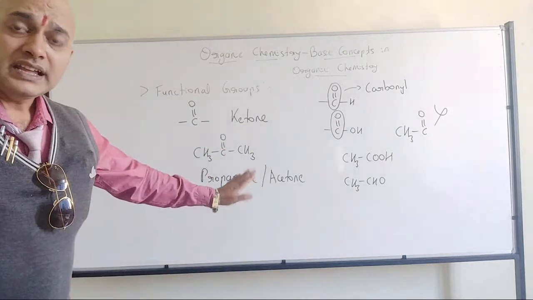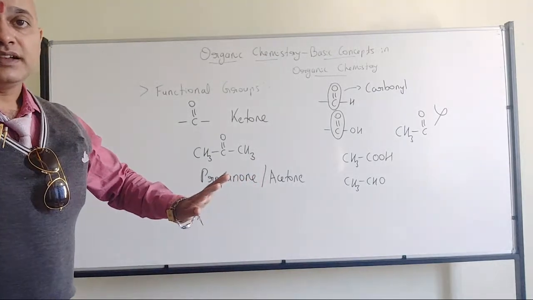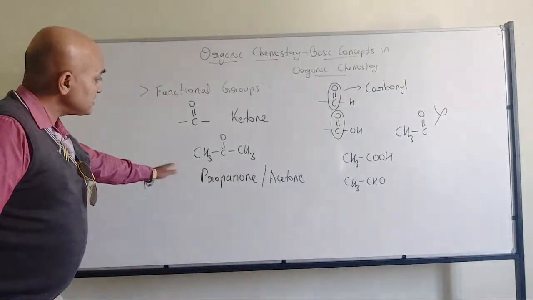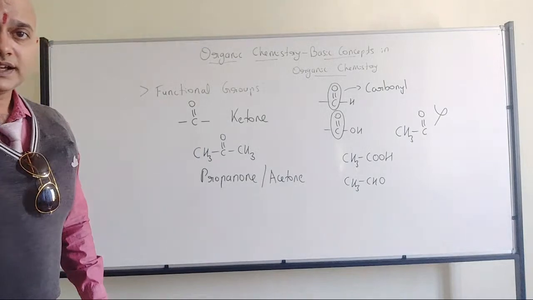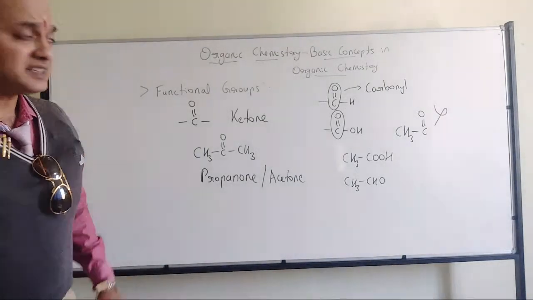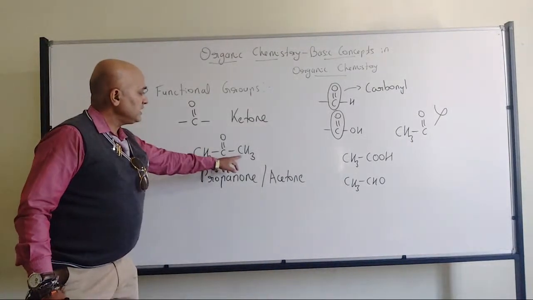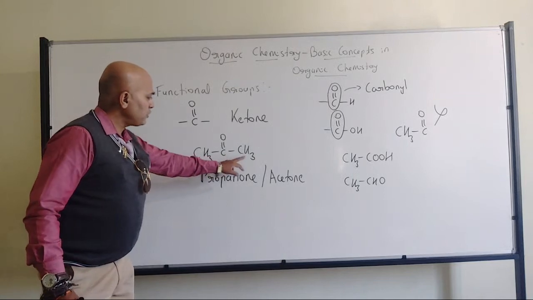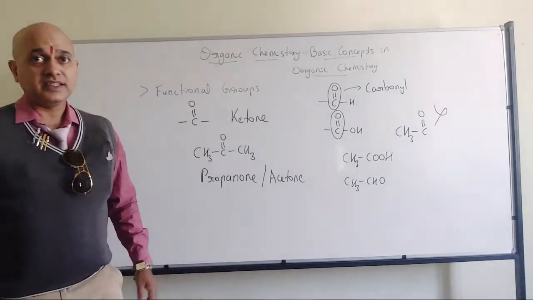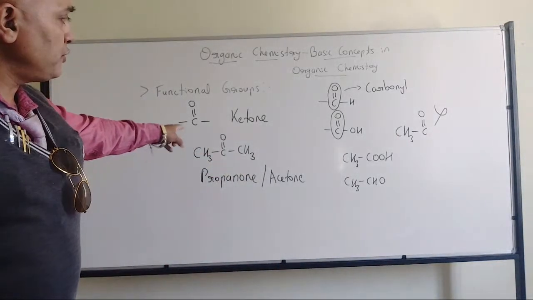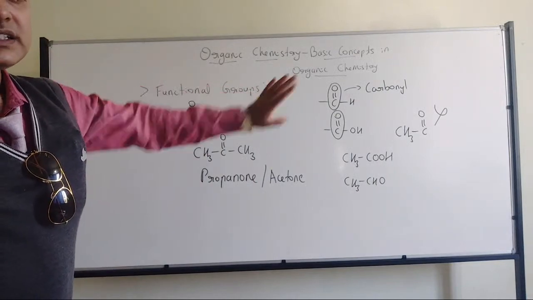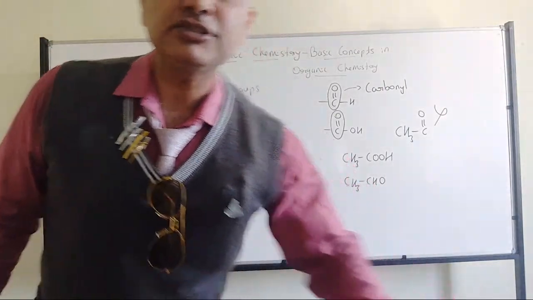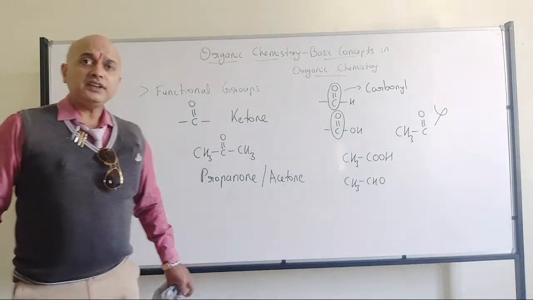But acetone is a common name. The scientific name or IUPAC name is propanone. It is propanone because it has 3 carbons: 1, 2, 3. You can number 1, 2, 3 from here or 1, 2, 3 from here, it is all the same. But we don't have a ketone with 2 carbons. It's not there. All of you have understood? Any doubts?